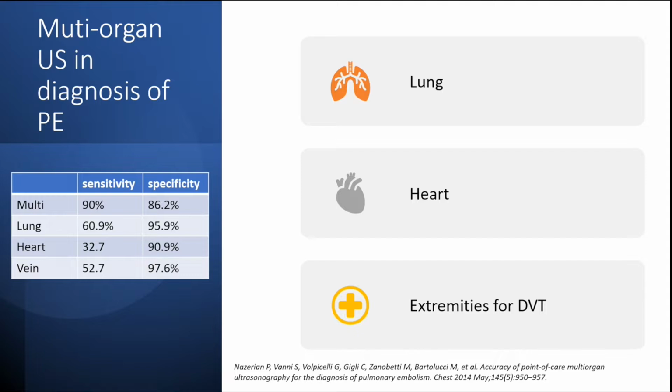There are studies showing that multi-organ ultrasonography is more sensitive than single-organ ultrasonography and increases the accuracy of clinical pre-test probability estimation in patients with suspected PE. This study in 2014 showed that if we combine the three different ultrasounds, we can increase the sensitivity to 90%. Next I'm going to talk about lung, heart, and vein ultrasound findings of PE respectively.